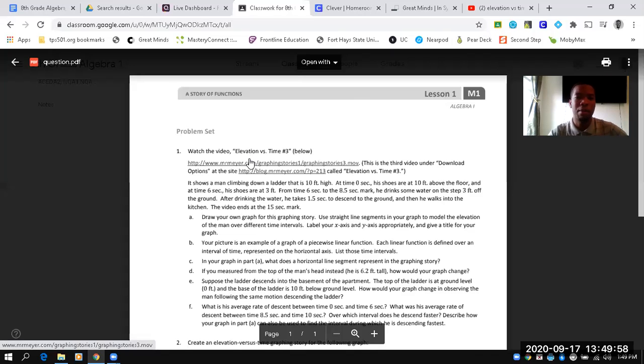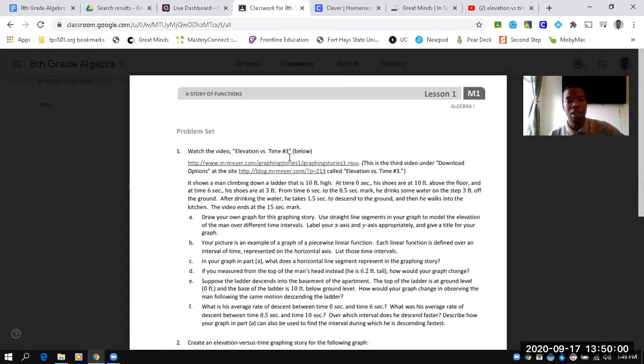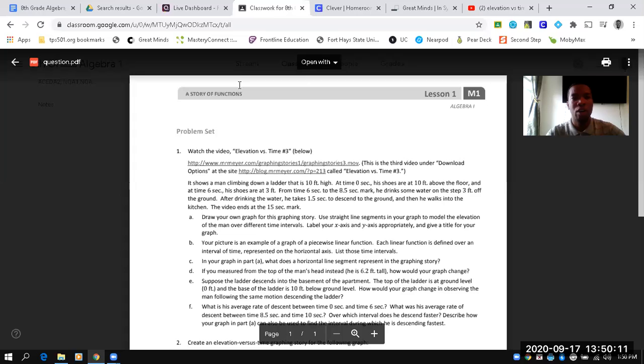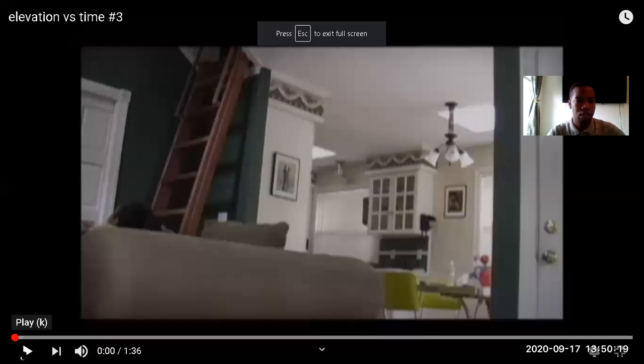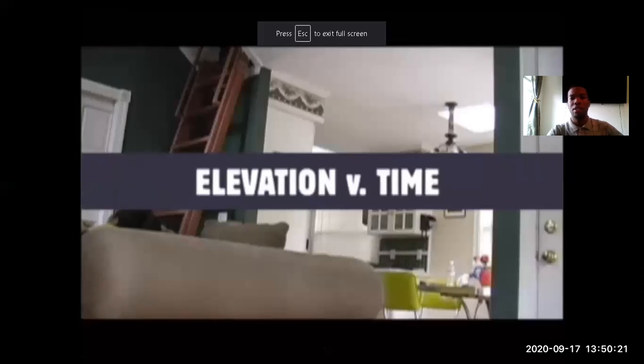All right, so we're talking about elevation versus time. There's another graphing function where we're looking at someone and we're going to graph the story. We're going to label our axes and label our graph as well. So to start out, we're going to watch this video. And there it is. Elevation versus time.